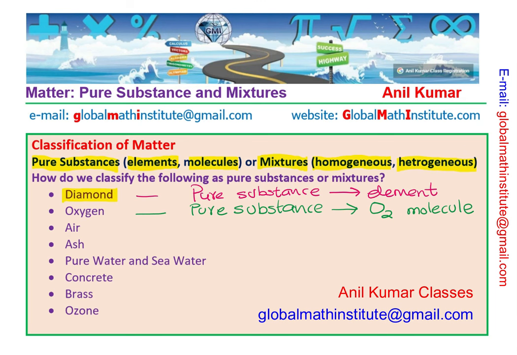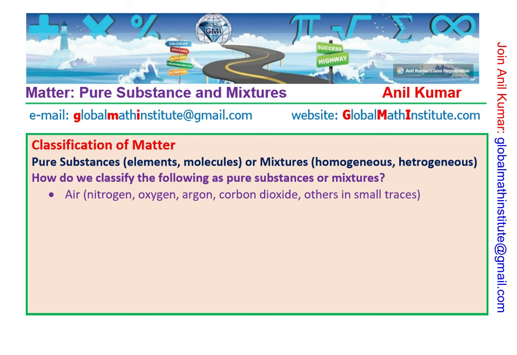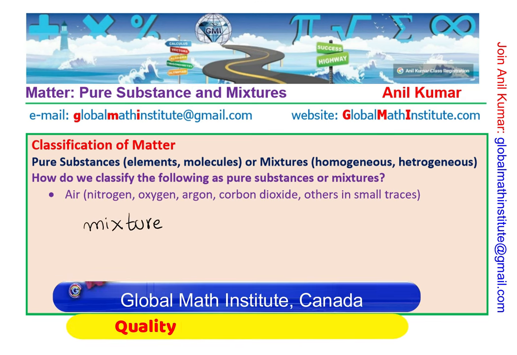Now, let's talk about air. So, can you tell me what is air? Should we classify this as a pure substance or a mixture? Well, let's look into air. As shown here, air may have nitrogen, oxygen, argon, carbon dioxide, and other things in small traces. So basically, as you can see here, air is a mixture of gases.